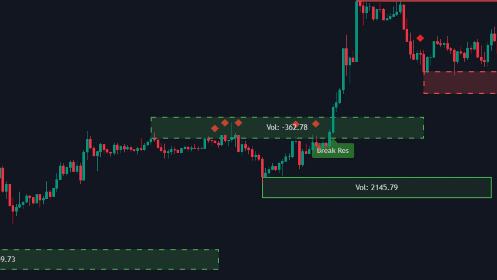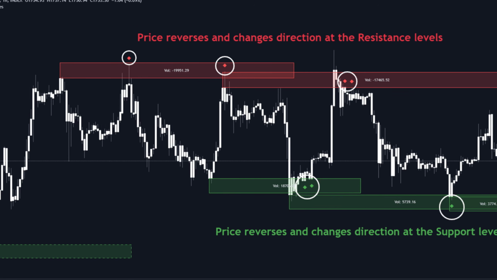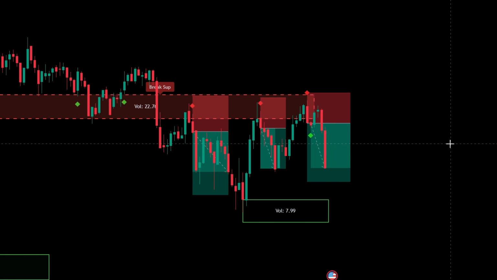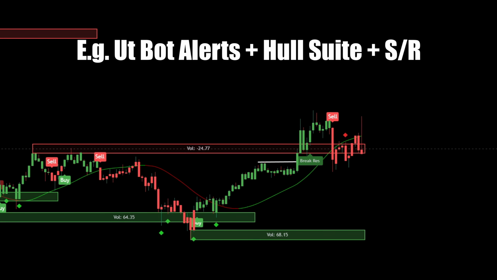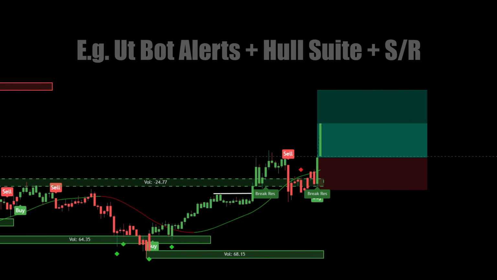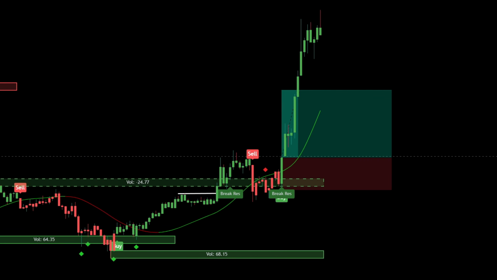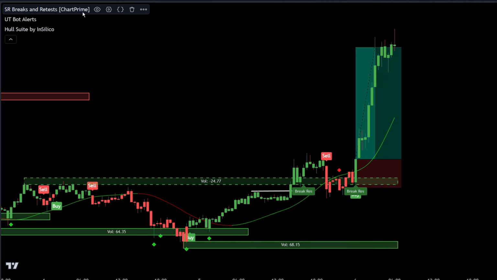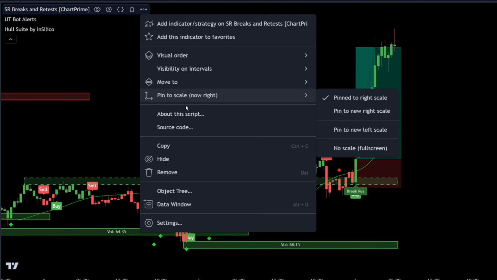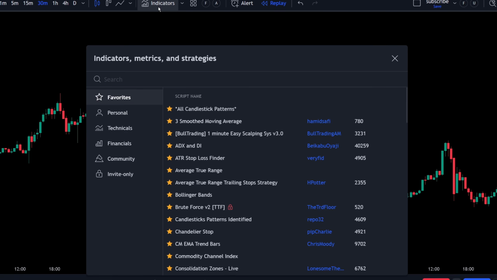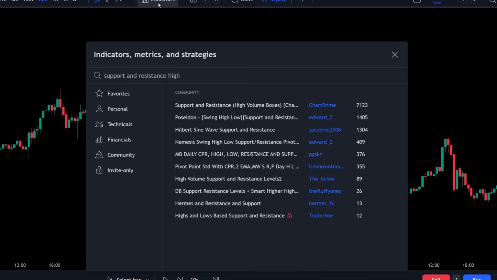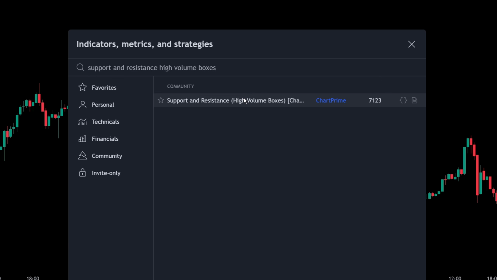It also automatically shows when the price breaks or rejects the zone, which can be a good entry or exit point, so you can add this to your strategy to improve your trades or use it with other confluences as a strategy. If you want to read more about it, as always, you can click on the 3 dots and click About this script. To add it, search Support and Resistance High Volume Boxes and click on this one by Chart Prime.